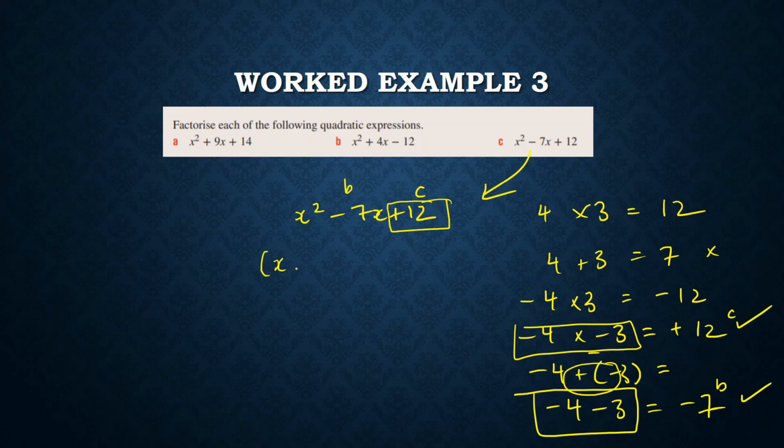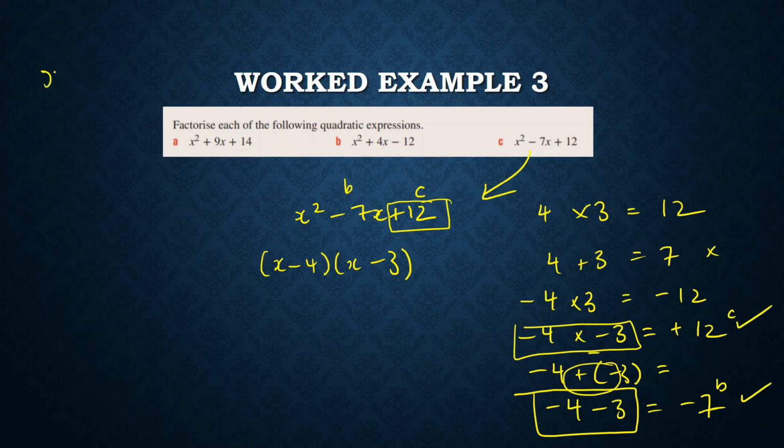So I would write x minus 4 and x minus 3. Now, you might be wondering, is it always x? I would definitely say yes. Most of the time, they give you many x examples, so it is best to be practicing your writing with x.